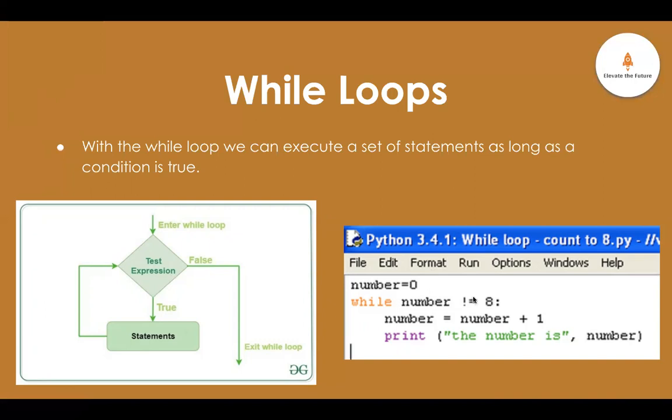For example, on the right, we see that number is 0, and the while loop continues so long as number doesn't equal 8. And so inside, we add 1 to number each time. So after a certain number of times, the statement will be false and will exit. If you don't have this type of statement in your while loop, then your while loop will run forever.